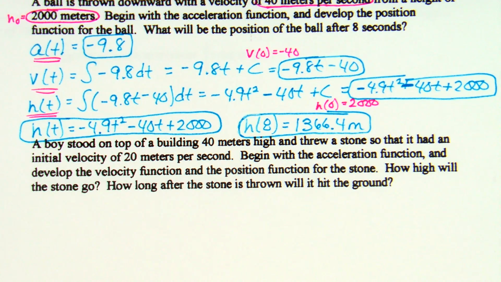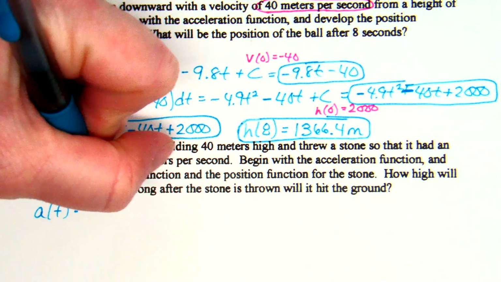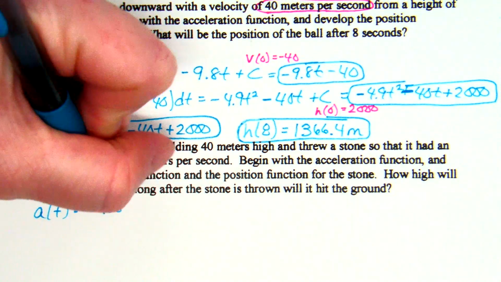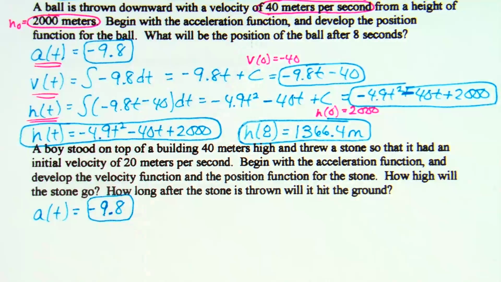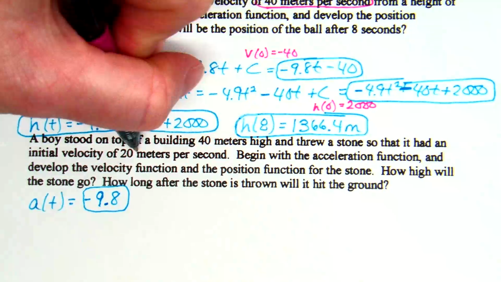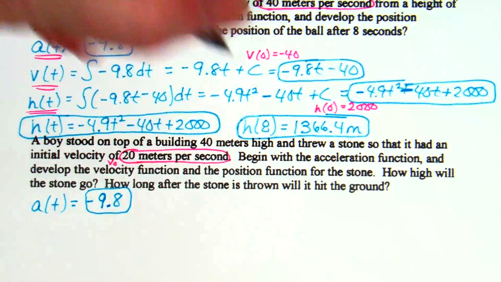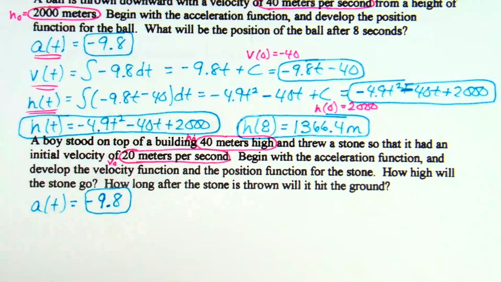Okay. So acceleration is negative 9.8, yes. That's the given. I guess here, we go through, did you guys identify everything? Initial velocity is going to be the 20. Initial height is the 40. Okay. So acceleration, velocity then. What do we know about velocity?